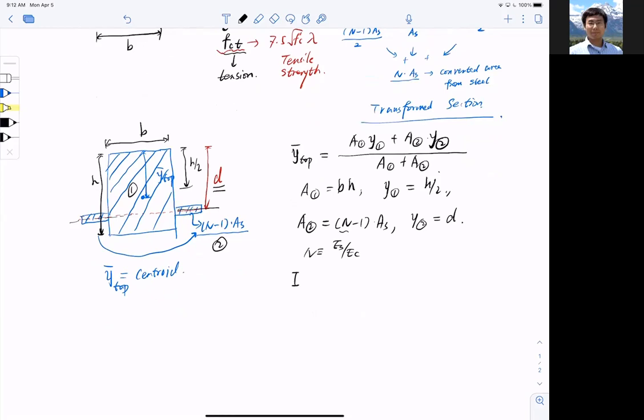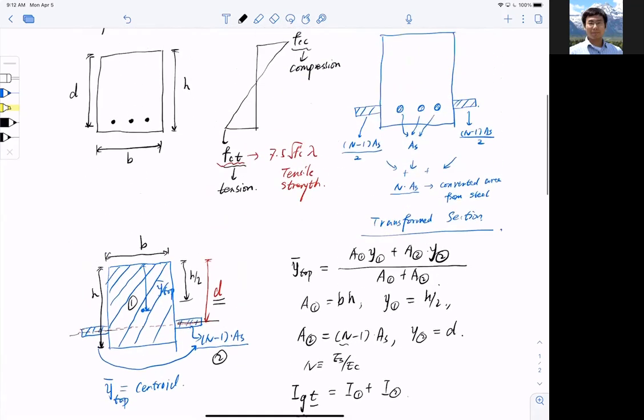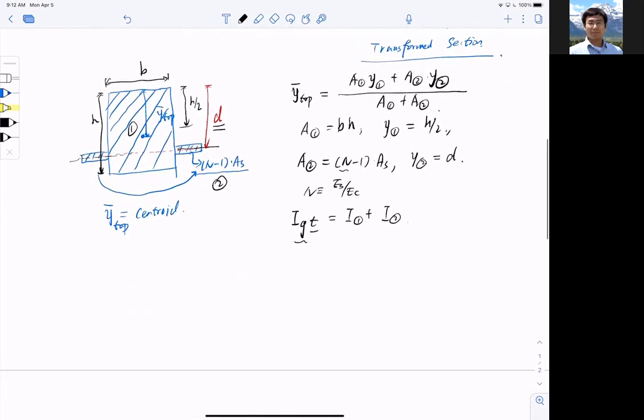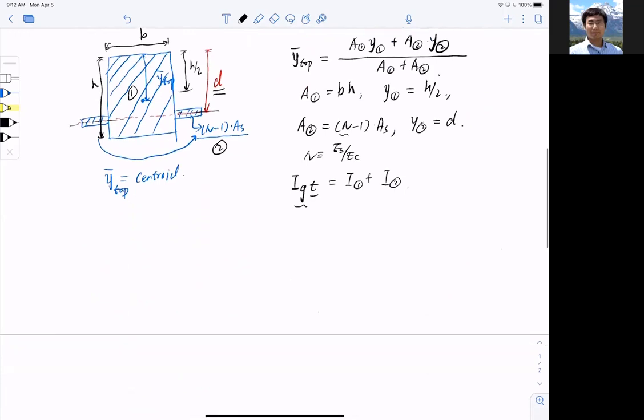Be careful the notation here on the right hand side, the subscripts called G, which means G the gross, the total, right? And T means transformed, right? Transformed. So this should equal to the moment inertia of 1 plus moment inertia of 2. Okay. So that is how we calculate moment inertia for this. This is stage 1, by the way, okay? Stage 1, still uncracked elastic section, okay? So that's how we're gonna do it.